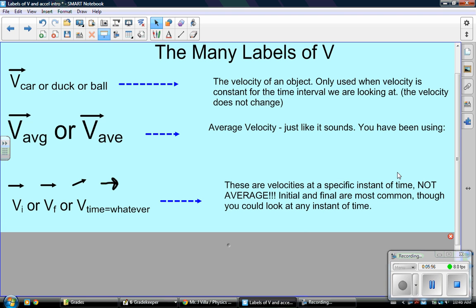The next one here, V I or V F or V T equal to whatever. So you might say V T equal to 3 seconds or something. These are a specific instant of time. So not average. So you're not using delta D over delta T. It's one of those weird formulas that we've looked at on the board there, but haven't really explored all that much yet. Initial and final are the most common. They're the ones that you'll be using the most. But it could be at any instant of time that you want to look at.